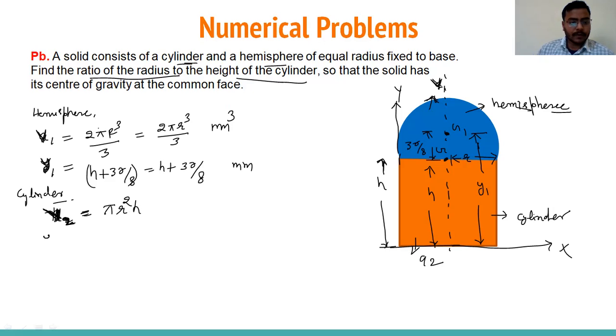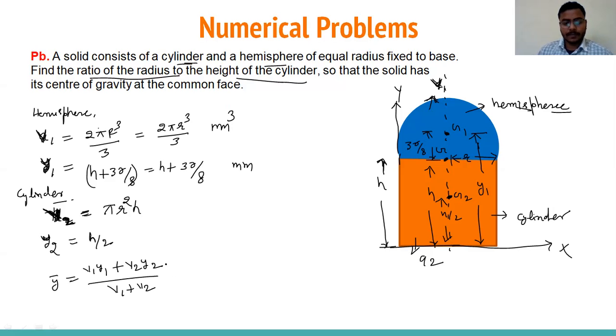Right? Okay, now come to this y2. For the cylinder, the centroid would be here. I'm writing G2. So this G2 will be h by 2 distance from the x-axis. So it's h divided by 2. Now we have this V1, y1, V2, y2. Okay. Now we can calculate y bar, that is V1 y1 plus V2 y2 divided by V1 plus V2, because now I'm working on the composite section.